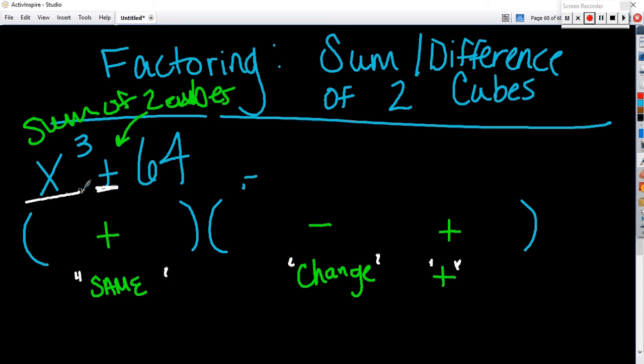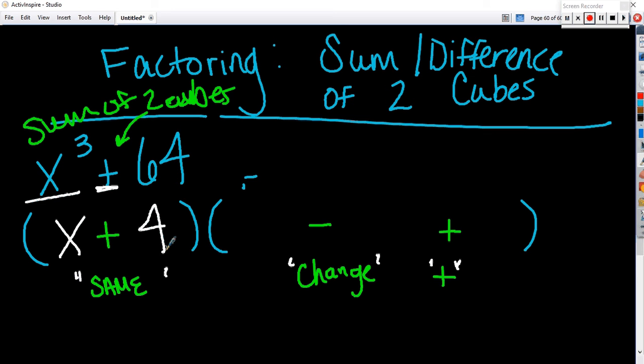What times itself 3 times gives you x cubed? X. Yeah. What times itself 3 times gives you 64? 4. 4 times 4 is 16, times 4 is 64. Okay, this one is 2, 3, 4, 5, 6, and 7. 7 times 7 is 49. That was tricky.